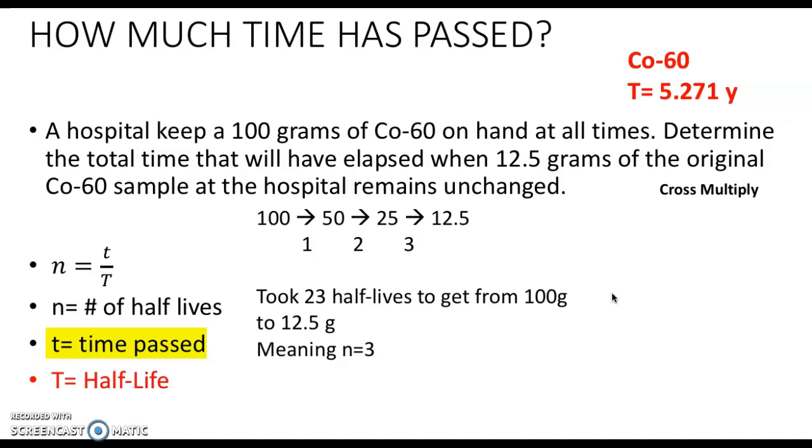So I'm going to go ahead and take that information I have and plug it into the formula. Well, N equals 3, equals my little t, which is what I don't know and am trying to figure out, over my big T, which is my half-life, 5.271. I'm going to go ahead and cross multiply, putting the 1 underneath my 3 so it can cross multiply with the little t. So 1 multiplied with little t will give me t. And 5.271 times 3 will give me 15.813 years.